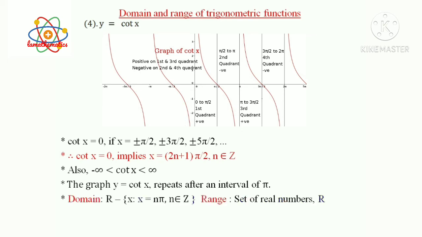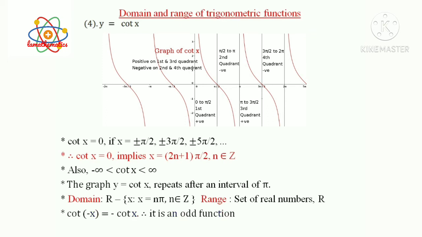Domain of cot function is R minus the set of x such that x equal to n pi, n belongs to the set of integers. That is, for x equal to n pi, the graph does not exist. At x equal to 0, the graph does not exist. At x equal to pi, the graph does not exist. Range of cot function is the set of real numbers, that is capital R.